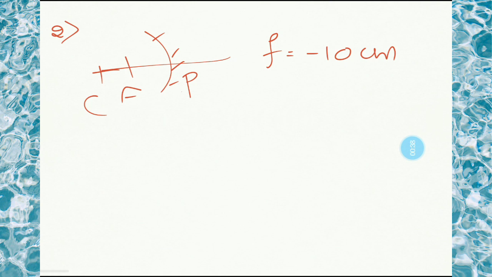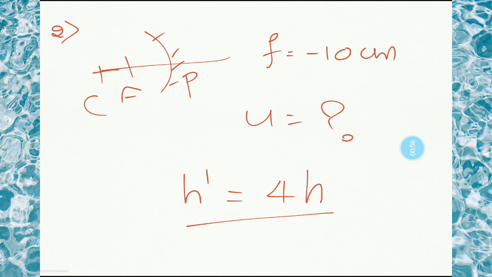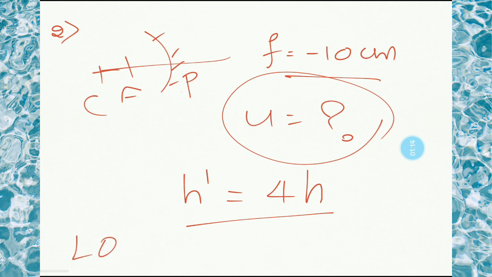So the image size is 4 times the size of the object. We have to find the distance of the object. Actually we have to say what u is when the image size is 4 times the object size. Understood? This is what is given to us, and we are supposed to find the object distance from the pole. I hope you understood the question first. See, this is not a question where we are going to do numericals and solve it out. This is actually a logical question.